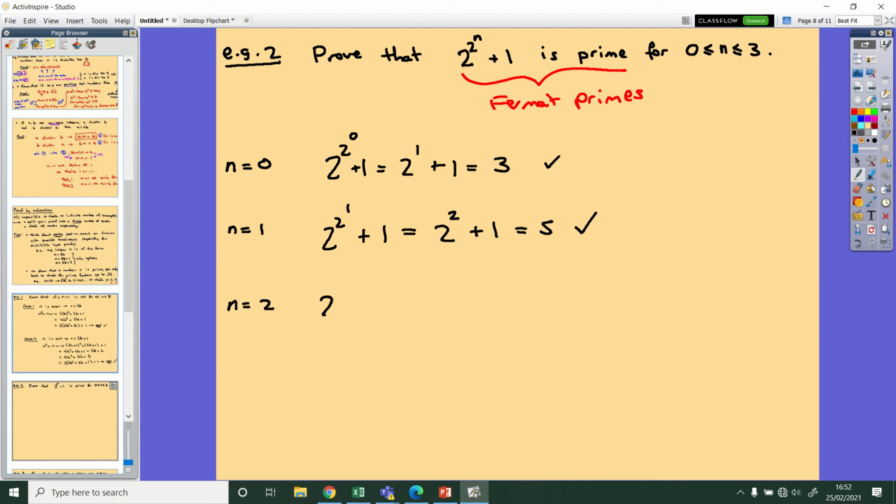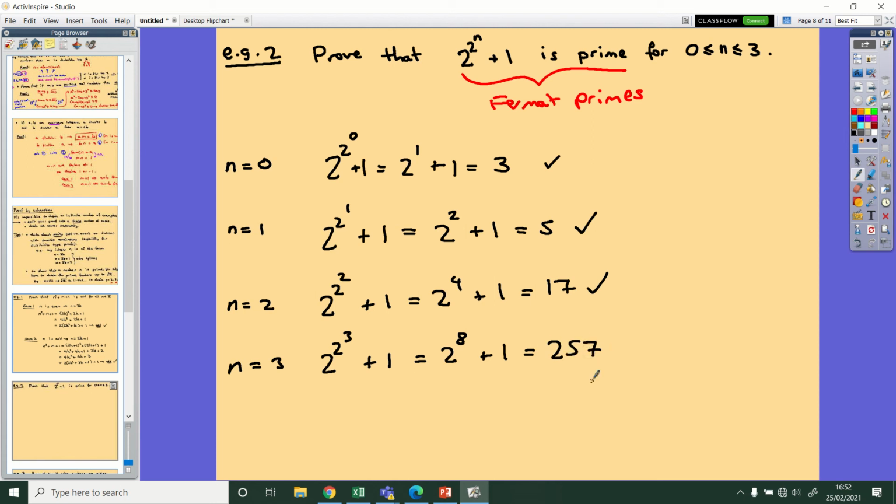N is 2. 2 to the 2 to the 2 plus 1. That's 2 to the 4 plus 1. And that's going to be 17. And yep, 17 is prime. Then n is 3. Final check. 2 to the 2 to the 3 plus 1 is 2 to the 8 plus 1. And that's going to give you 257.